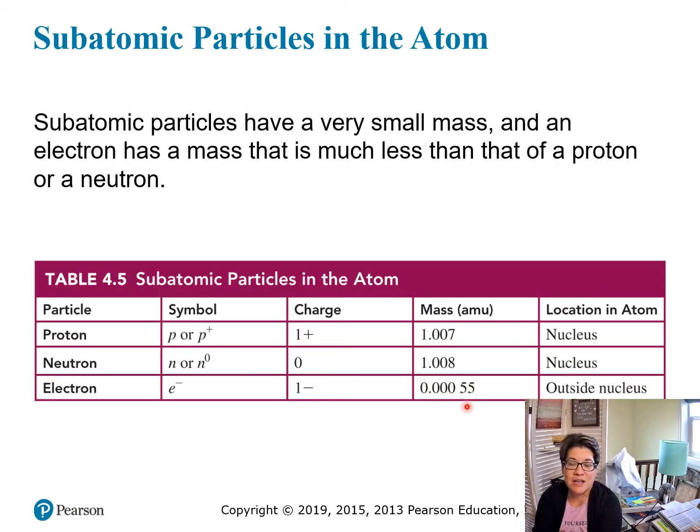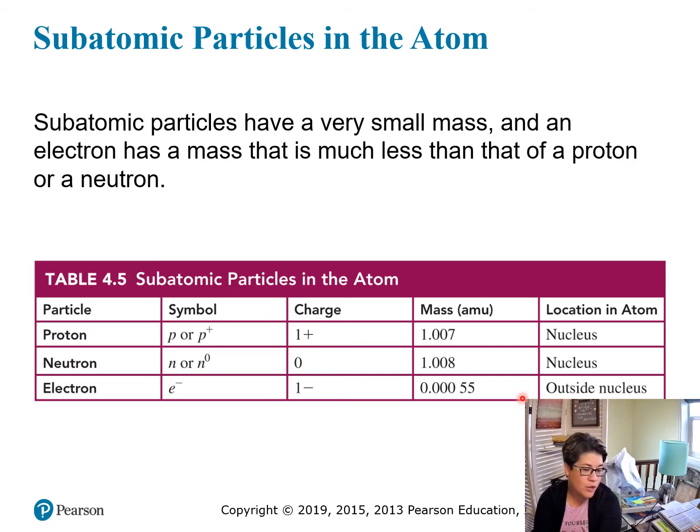Here is what that looks like in a table here. Protons have a +1 charge. Their mass is about 1 AMU. They're in the nucleus. Neutrons have no charge. They also weigh about the same. Electrons are teeny tiny. They have a charge of -1. It's completely opposite of a proton, but they weigh way, way less.